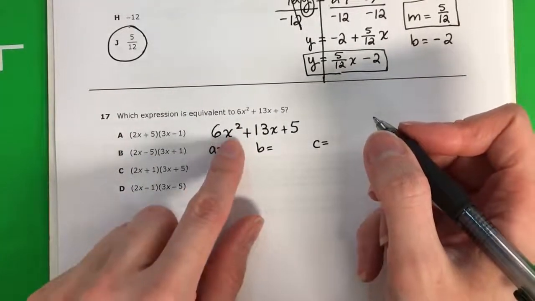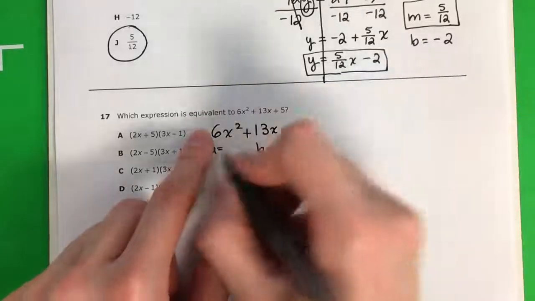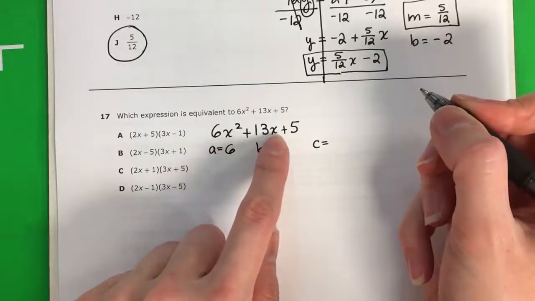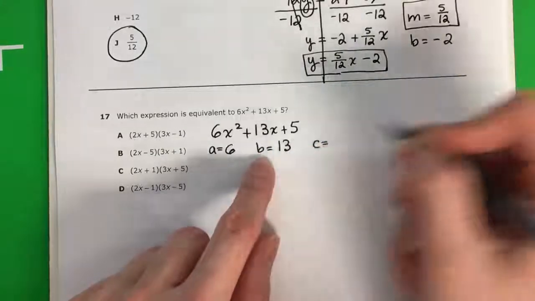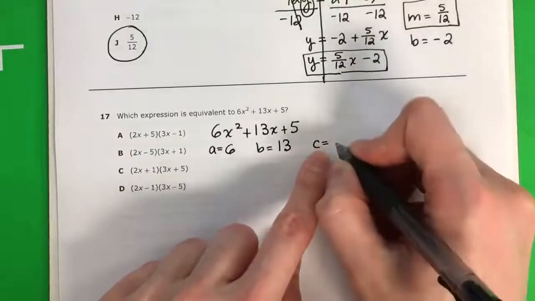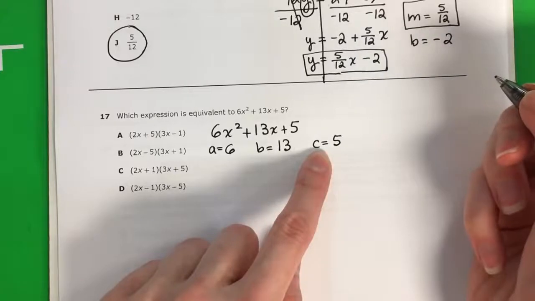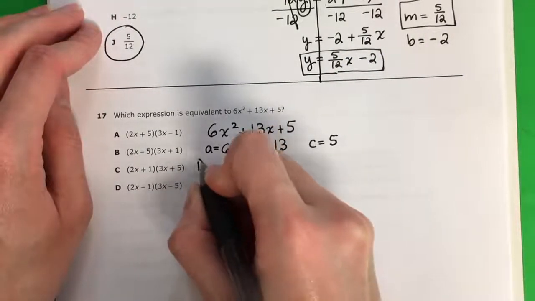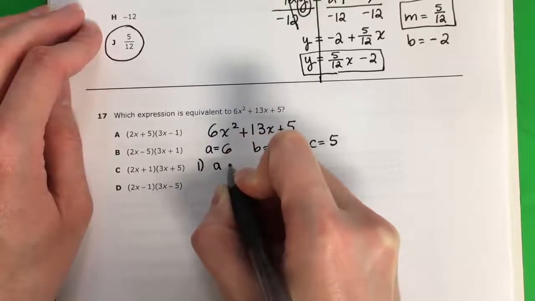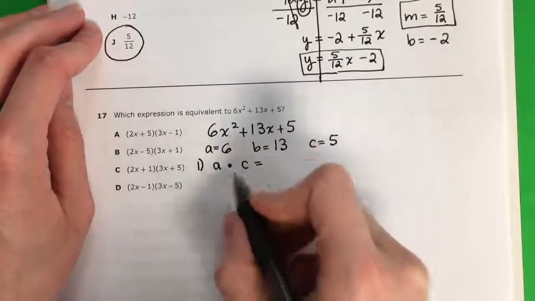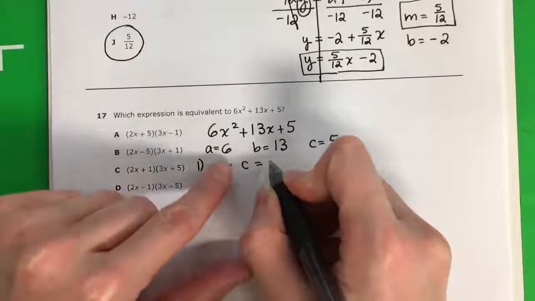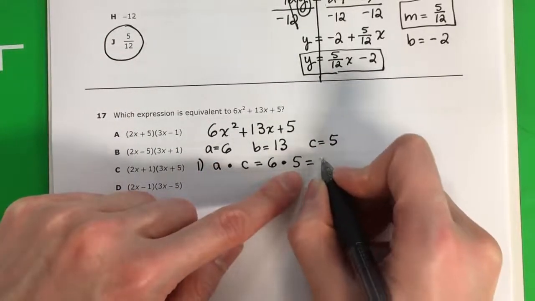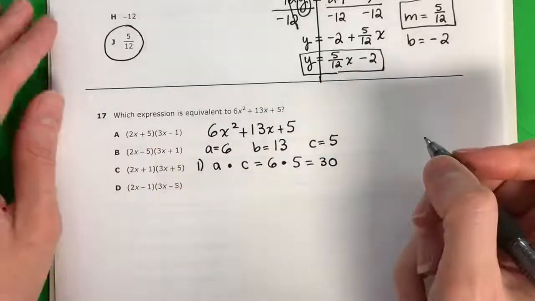A is the number in front of this x squared. So that's 6. A is 6. B is the number with just the letter x. So that's 13. C is the number with no variable. That's 5. Now what we're going to do is step 1. Step 1, you have to do A times C. So A is 6 times C is 5. 6 times 5 is 30.